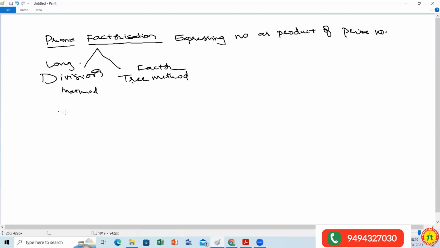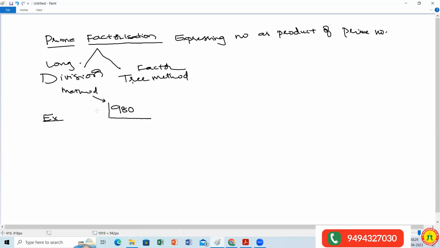Now the example we are taking is 980. In prime factorization, we are expressing a number as a product of prime numbers. For that, the first method I'm taking is the division method. How are we going to do the division method? We start with the least prime number. What is the least prime number, children?